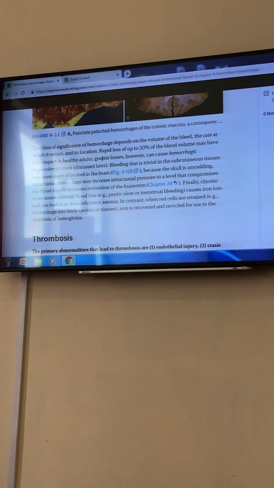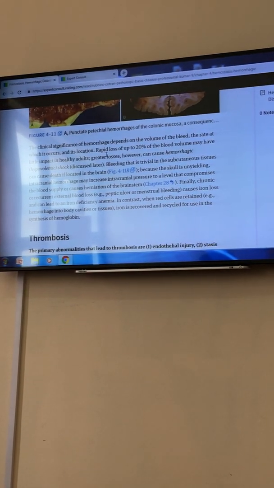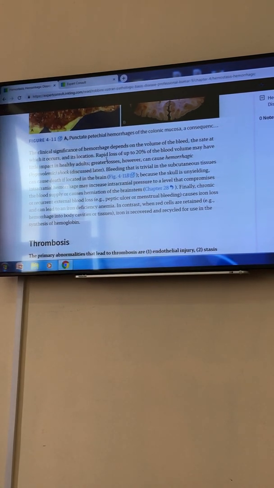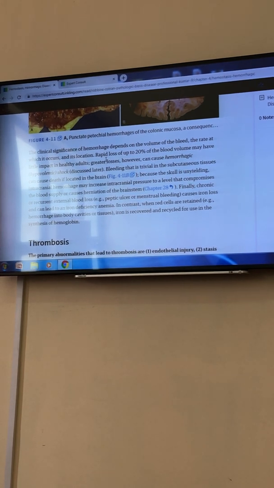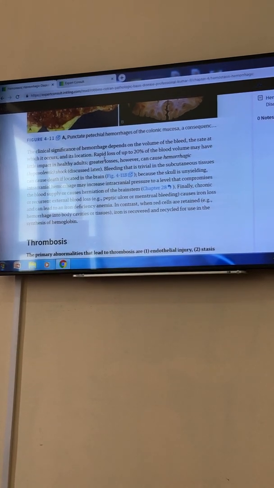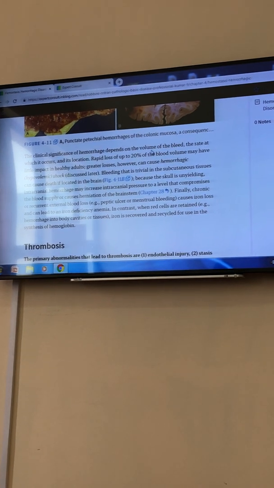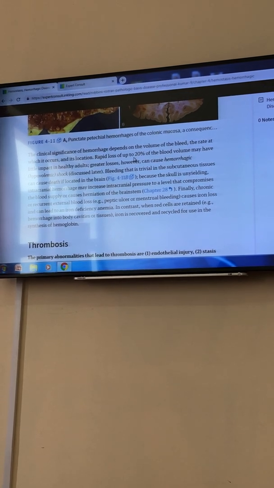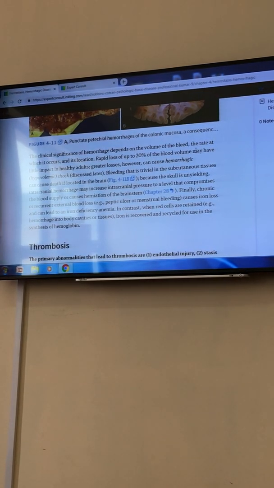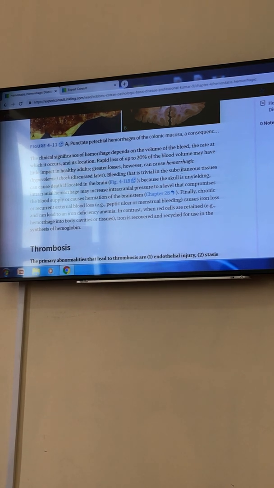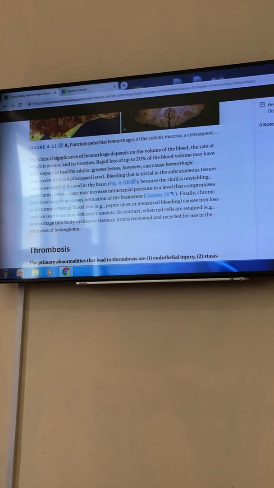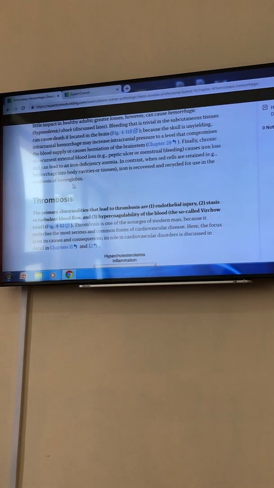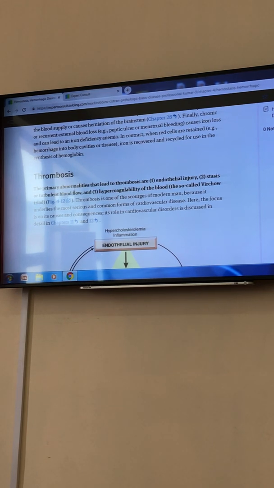And if there is rapid loss of more than 20% of blood volume, the patient will have a shock called hypovolemic shock or hemorrhagic shock. So remember this percentage: if there is rapid loss of more than 20% of blood volume, it can cause hemorrhagic or hypovolemic shock. We will explain the types of shock at the end of this chapter.